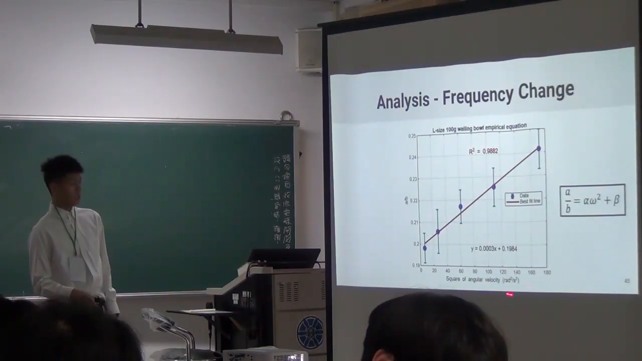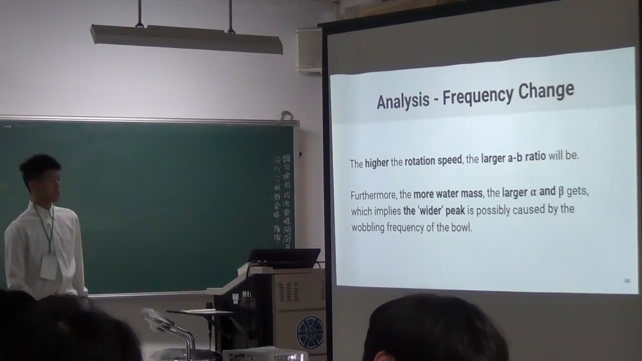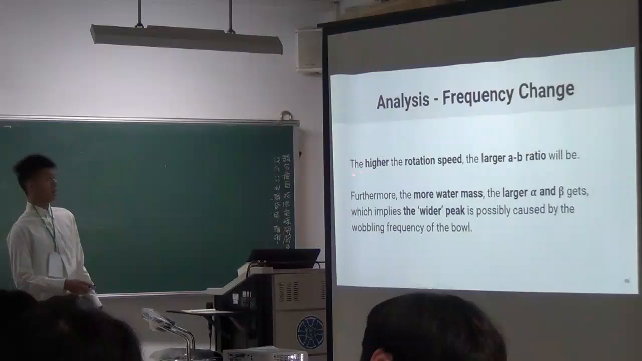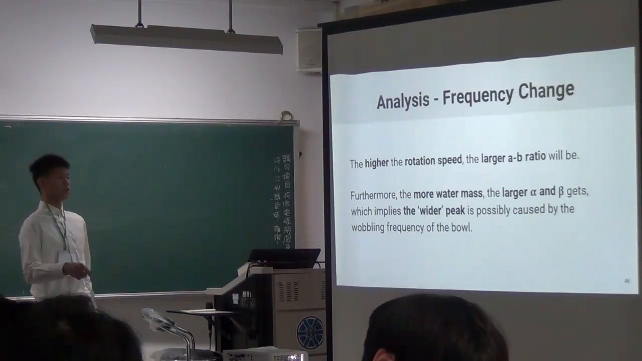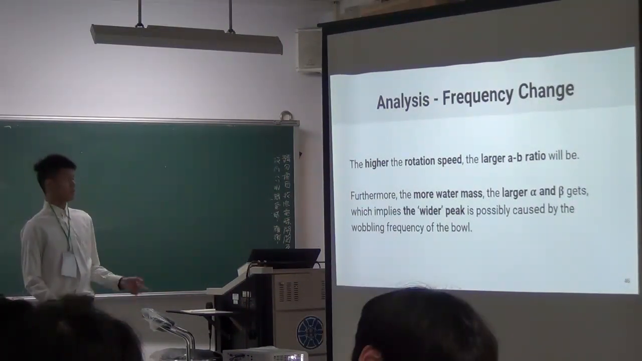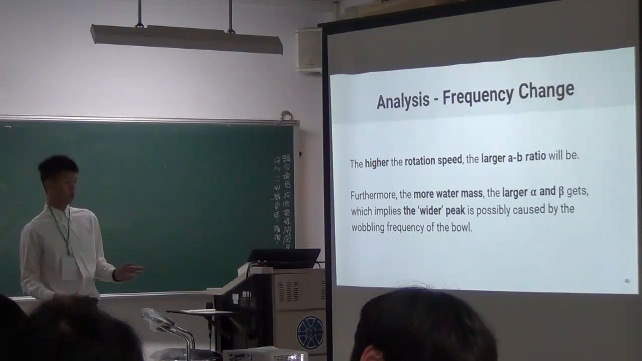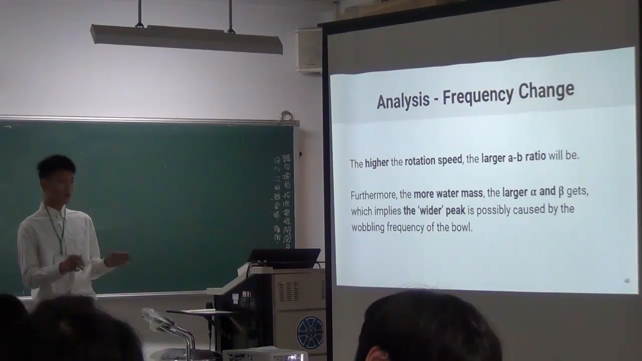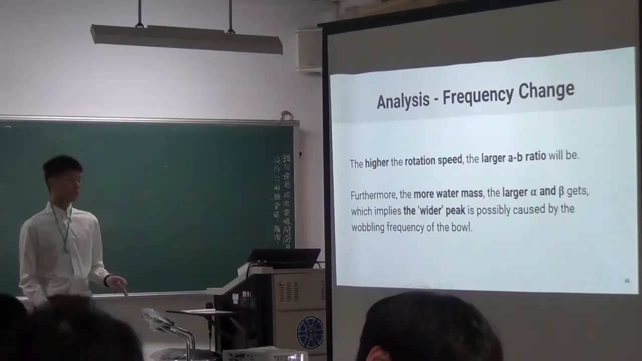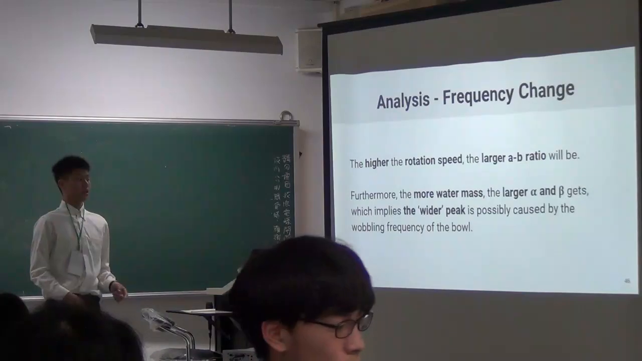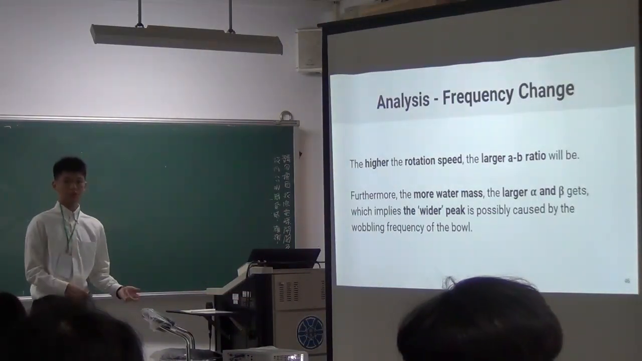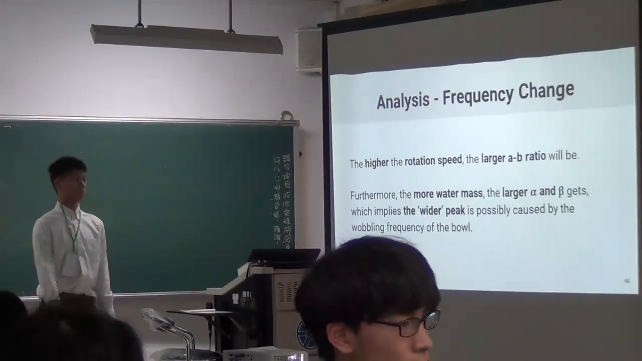And L size 100 grams. So as you can see more easily, the higher the rotational speed, the larger the A/B ratio will be. However, we find out that the more water mass, the larger A and B, alpha and beta, get, which implies the wider peak. That is possibly caused by the wobbling frequency of the bowl. And here I mean the adjacent frequency from the original frequency.